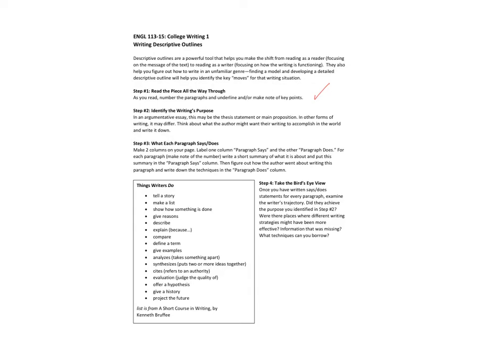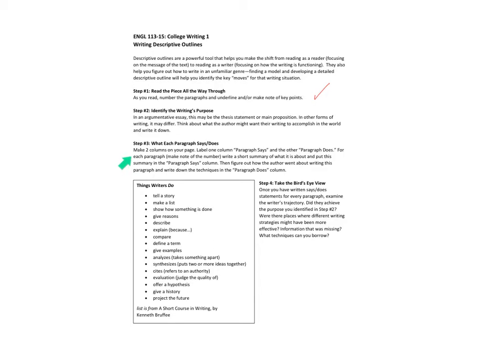What are they hoping to accomplish through what they're doing? What do they want the writing to do in the world? And then step 3, you're going to make says and does statements for each paragraph. As a first step, you number every paragraph in a piece of writing, and then you're going to go through it and say, here is what the paragraph says. Here's a quick summary of what it's about.